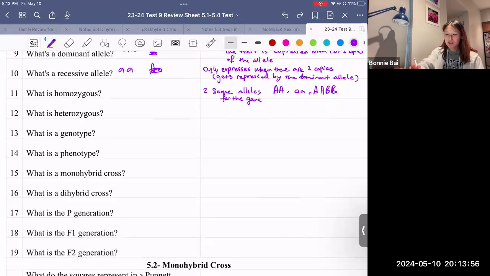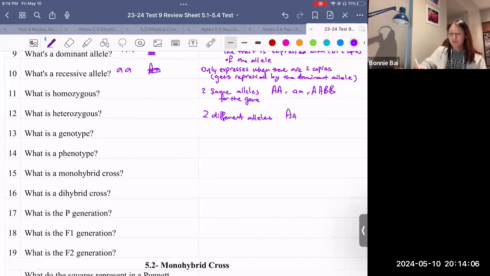All right. Next question. We have heterozygous, two different alleles for a genotype. So this will be your big A, little a, right? One dominant, one recessive. A genotype is the gene an individual carries. So how do you know if something is a genotype? You're looking at the letters, the big A, little a.